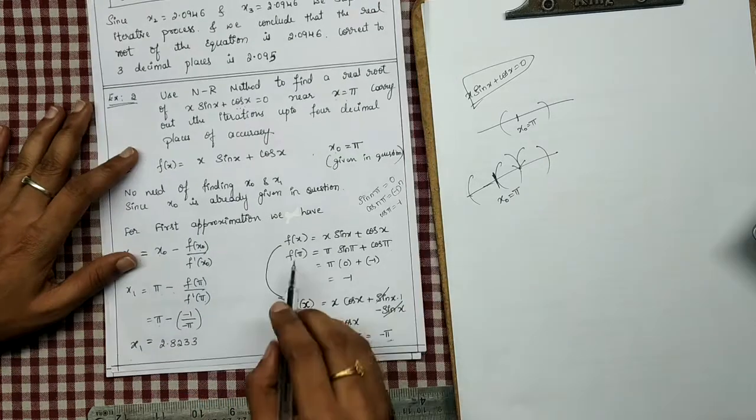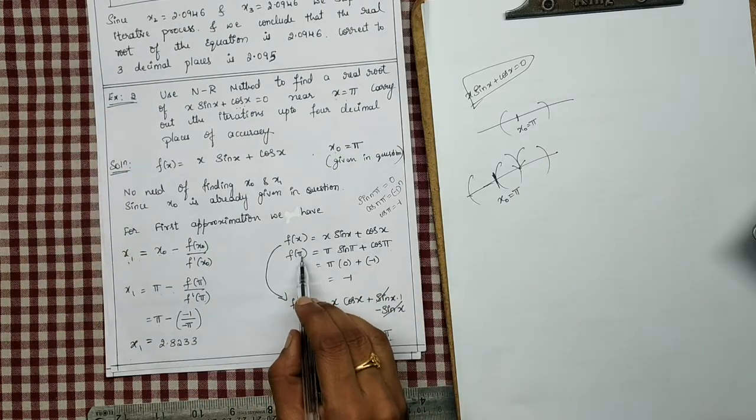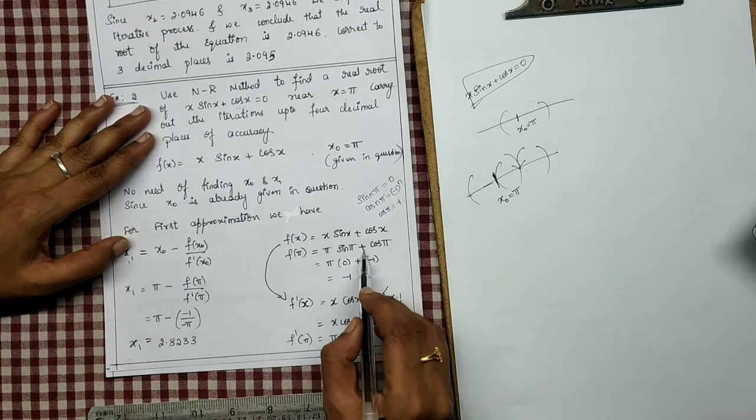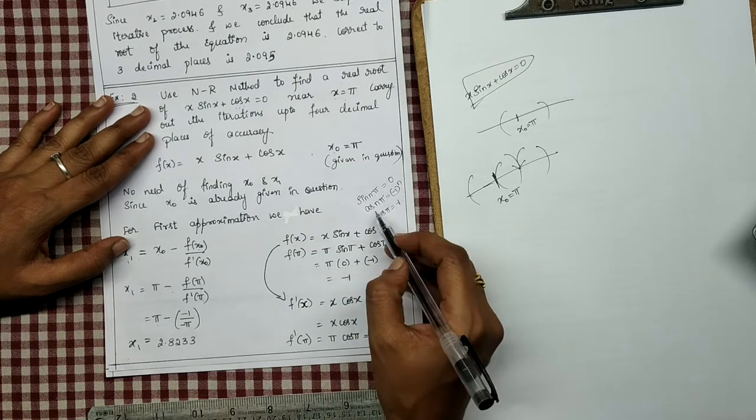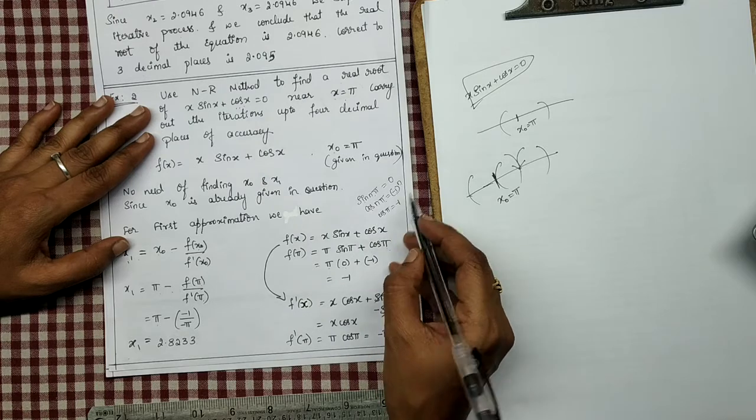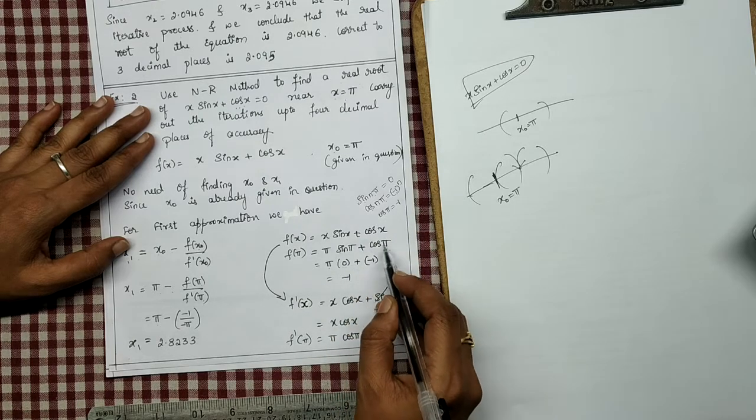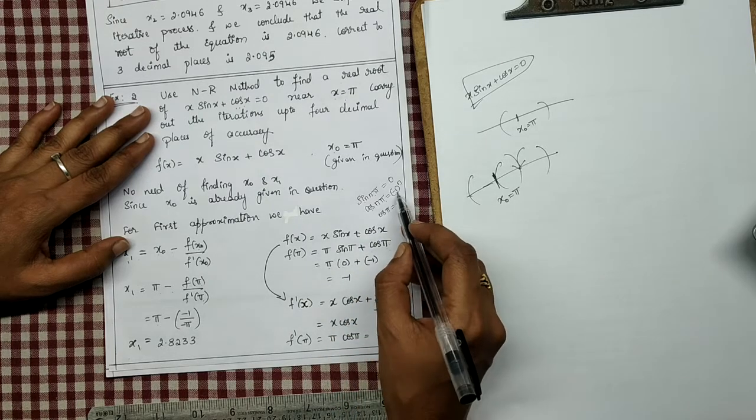To find f of pi, in the function itself put x equal to pi. So it is pi sin pi plus cos pi. Pi as it is, sin pi is 0, that is sin n pi is again 0, and cos n pi is minus 1 power n. So sin n pi anyway it is 0 plus cos 1 pi. What is cos 1 pi? Cos 1 pi is minus 1 to the power of 1.